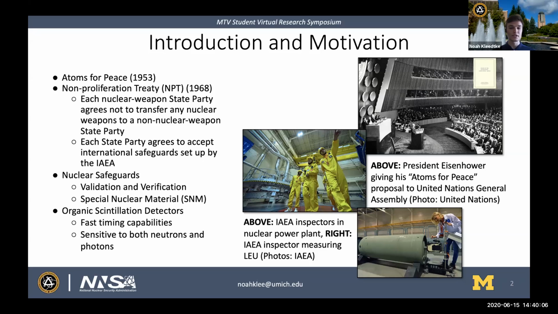Recently, more interest has been shown in using organic scintillators for safeguards measurements, as opposed to the current state-of-the-art helium-3 detectors, because they do not need to use moderation for neutrons to improve detection efficiency, and they are also sensitive to both neutrons and photons.